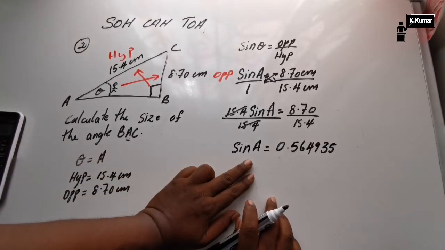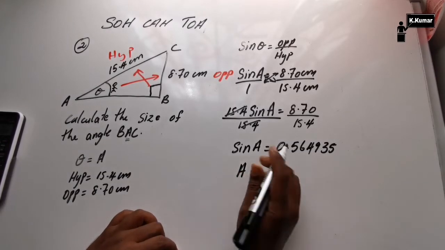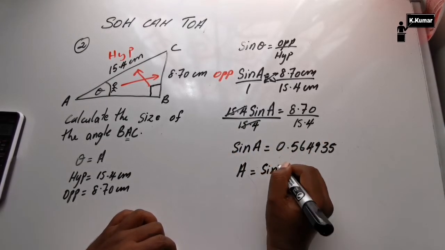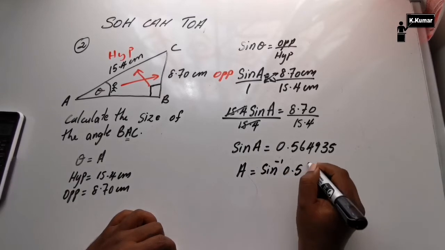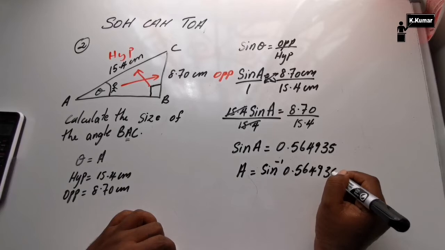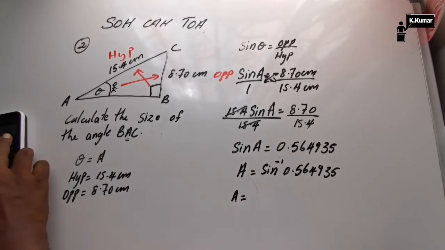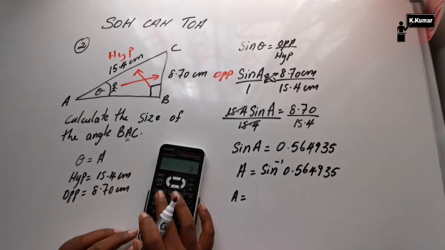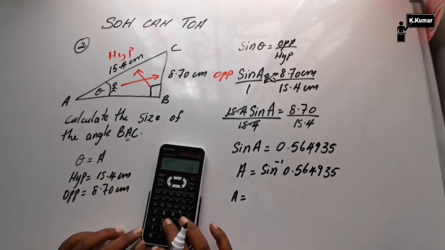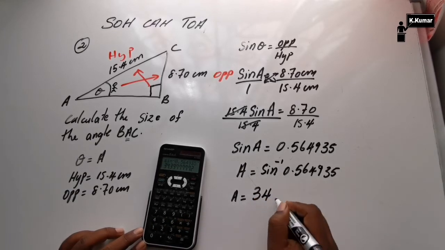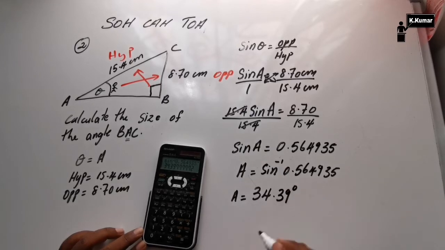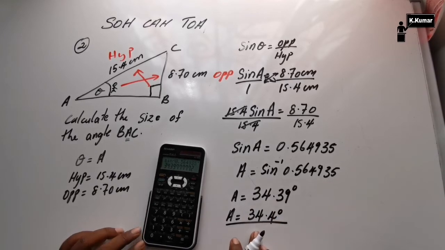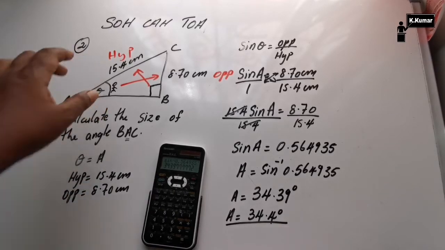Now we don't want sine A, we want A alone. So A is equals to, we take the sine across, it becomes sine inverse of 0.564935. A is equals to, we go second function or shift, sine 0.564935, and that's going to give me 34.39 degrees. Round it off to one decimal place. A is equals to 34.4 degrees, and that's the size of the angle at A.